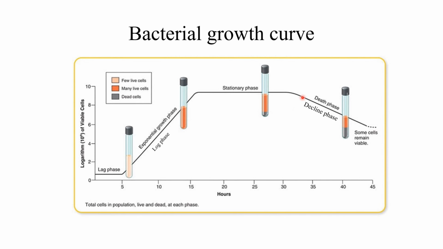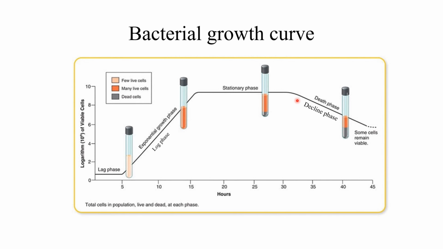And after the stationary phase, this is the decline phase. Here you can see the viable count will decline, and the rate of newly formed bacteria will become less and the death of the bacteria will become more. So the viable count is declining in this decline phase, which is also called the death phase.